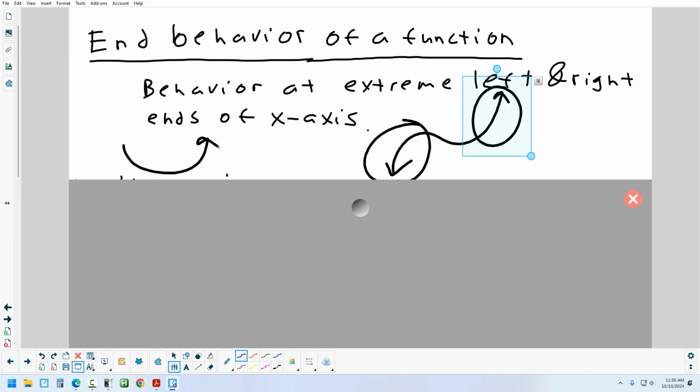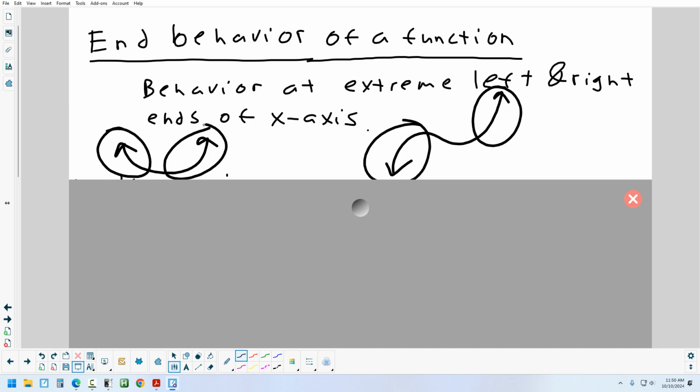If I had a parabola, what would you say is happening on the left side of it? It's increasing. It's going up. What would you say is happening on the right side? It's also increasing. It's going up. So there's really 4 different types of end behavior you can have. You can have an up and an up. You could have a down and a down. Or a down, up, or an up, down. Those are the only 4 things that can happen with polynomials.